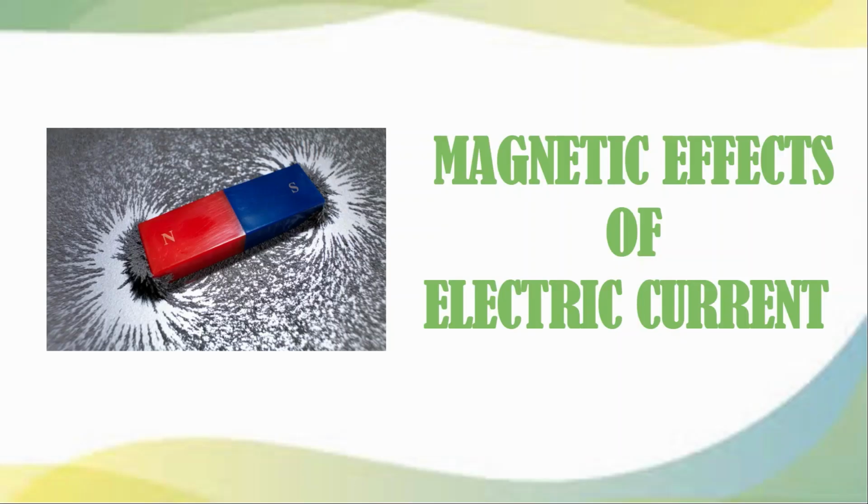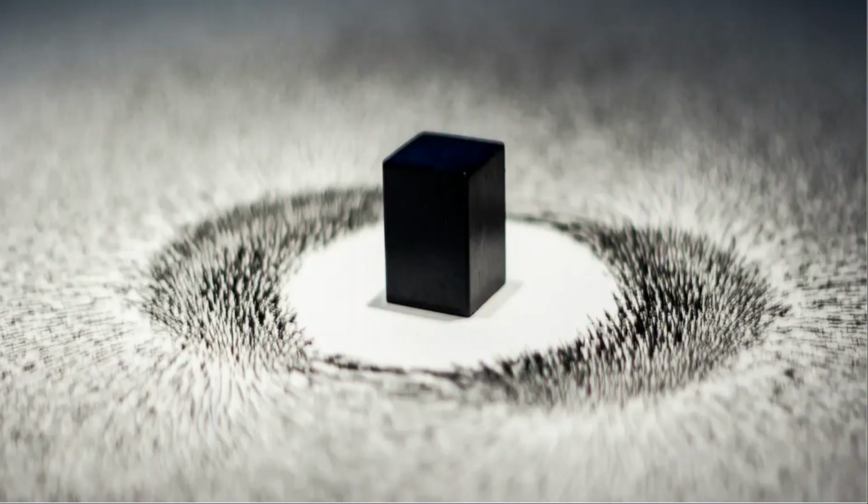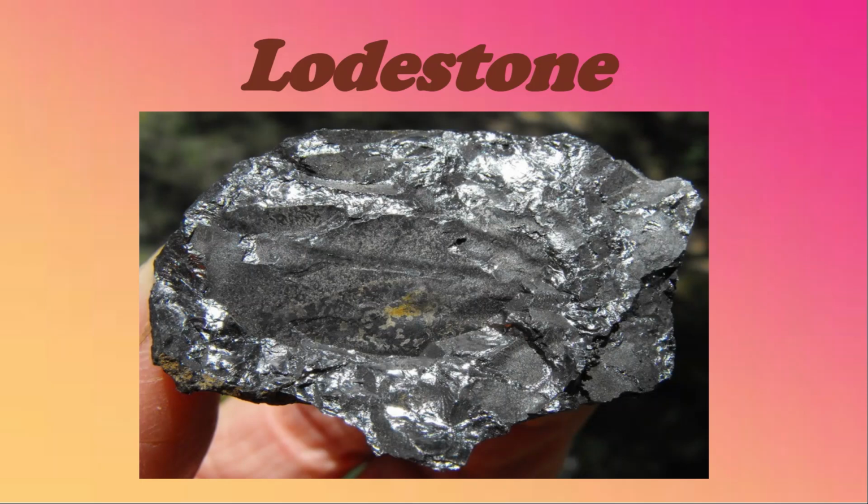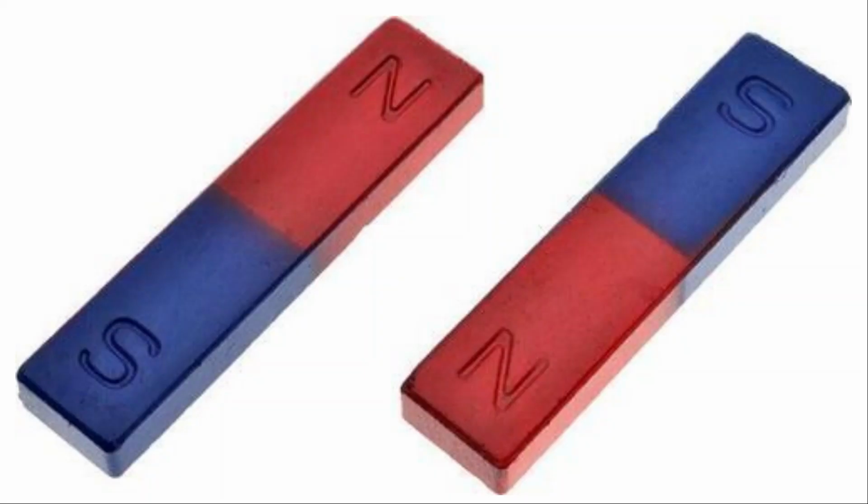In this video, we are going to see about the magnetic effects of electric current. Before getting into the topic, let us know the basics of magnet. A magnet is a material that produces a field that attracts or repels other such materials of magnetic nature. Lodestone is a naturally occurring magnet. It attracts materials like iron, nickel, cobalt, etc.